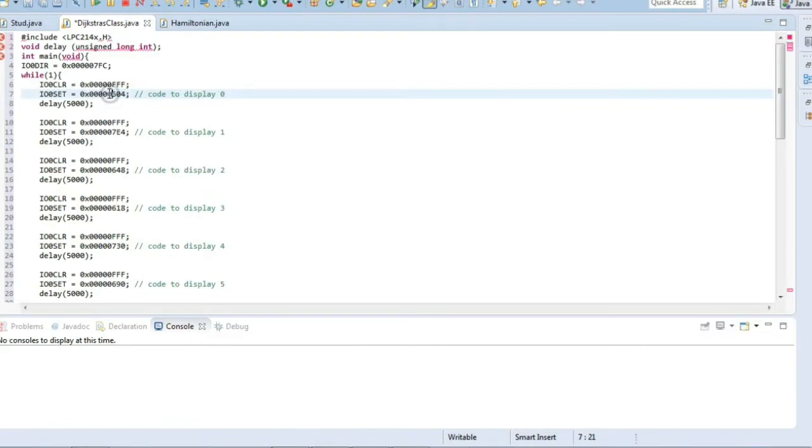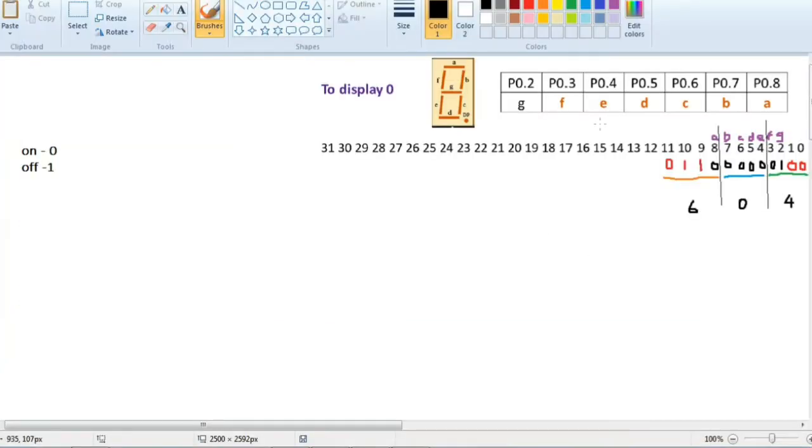The rest will all be 0 for all the cases. We are just concerned about the last 3 digits. For writing 1 here, which bits do we need to light? The lit bits are F and E. In the place of F and E we have to write 0. F means 3 and E means 4. In the place of 3 and 4 I have to write 0, because I have to light them.